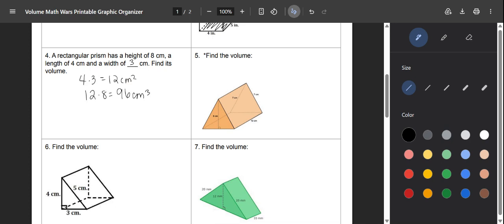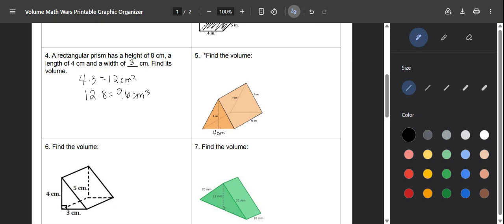All right, welcome back. We should have gotten the answer as 96 cubic centimeters. All right, number 5 is an I do problem, so I'm going to model that for you, and then we'll do some where you help me out. What we need to know for this diagram, we're missing this measurement here, that is 4 centimeters.